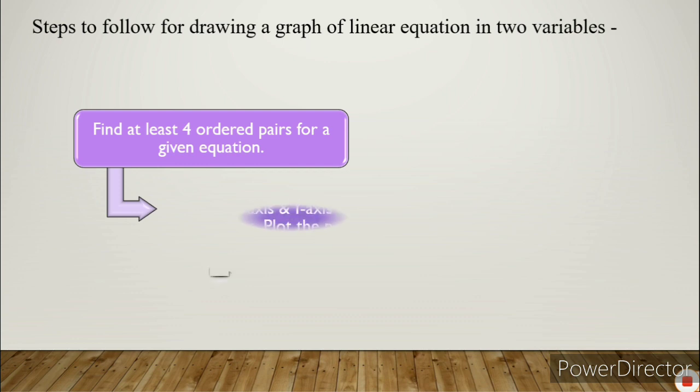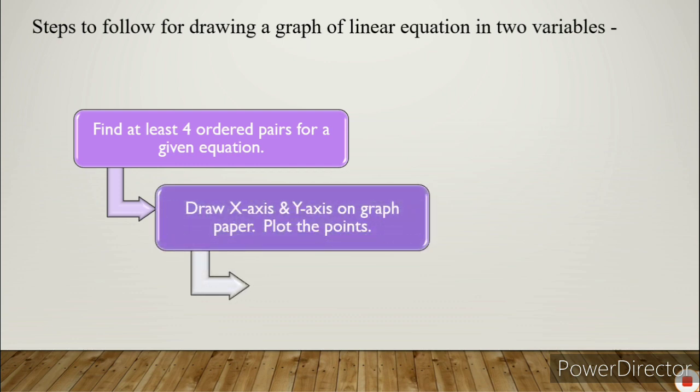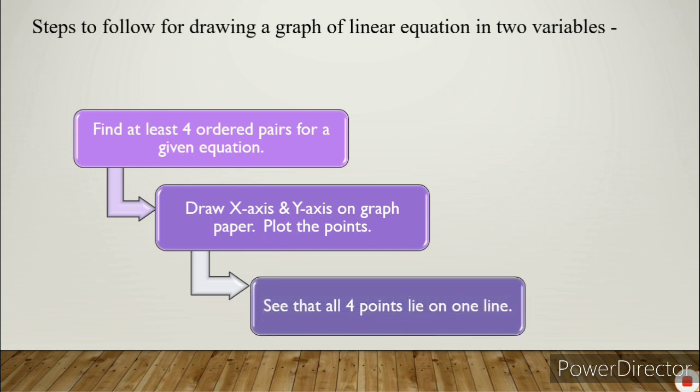Second step, draw x-axis and y-axis on graph paper. Plot the points. Third step, see that all 4 points lie on one line. Let us draw a graph of the following equation. 2x plus y equal to 1 is the given equation, which is a linear equation in two variables.